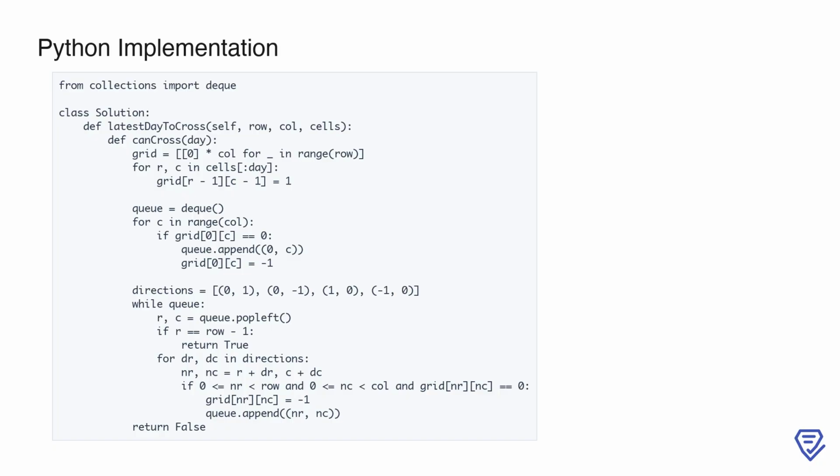The canCross function starts by initializing a grid of zeros with the given dimensions, representing dry land. It then floods the cells based on the first day entries from the cells list. Each flooded cell is marked with a 1.